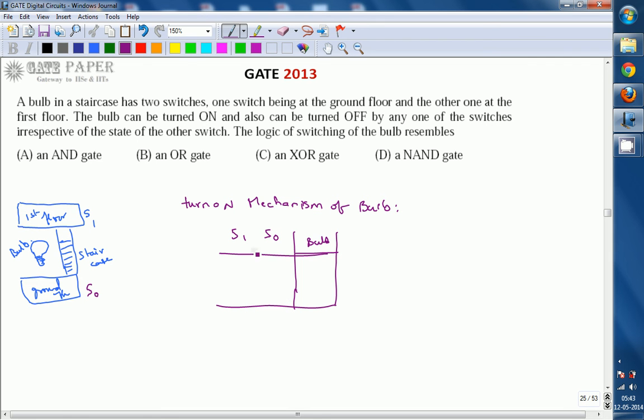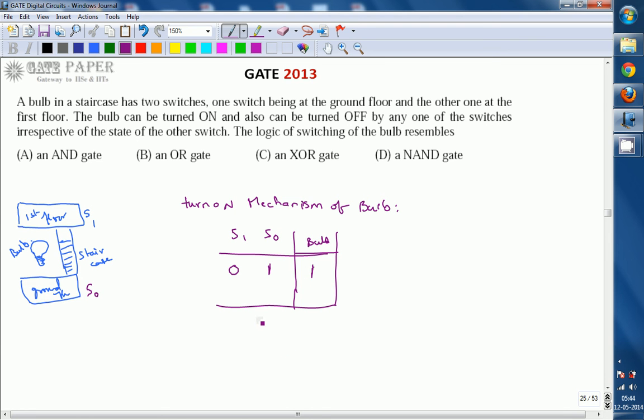Assume that using S0 you are making the bulb switch on. That implies that previously the bulb was in the off condition. Otherwise, if it is in the on condition, you need not press S0 again, because the bulb is already switched on. So you are making the bulb on by using the switch at the ground floor, which implies that previously the bulb was off, that is, the switch at the first floor is also in the ground position, so that you can turn this bulb on.